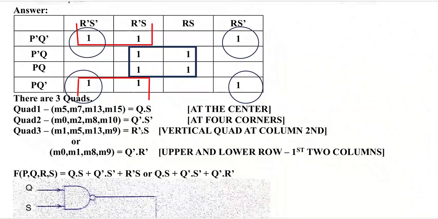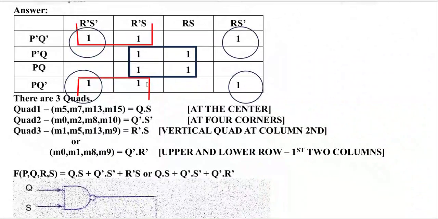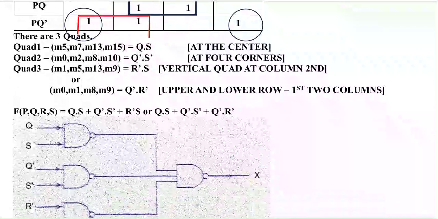So there are two answers coming. Quad 1 is giving you Q dot S at the center. This center one is giving you Q dot S. The 4 corners will give you Q bar S bar. Now either you take the vertical quad, this one, if you take it, it is R bar S bar. If you take the rolling one, it will give you Q bar R bar. So two answers can come accordingly.